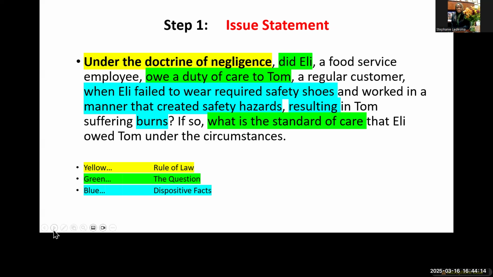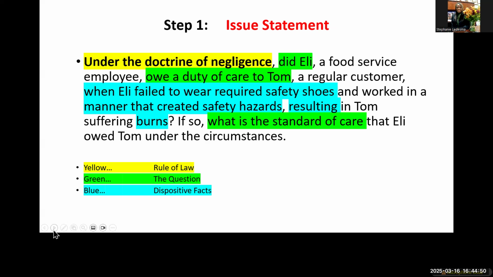These are the three components that you need for an issue statement for me. You need the rule of law that you're going to use to solve the legal question. You need to identify the question, and then you need to have a dispositive fact. So here's an example of an issue statement for the donut hypothetical.